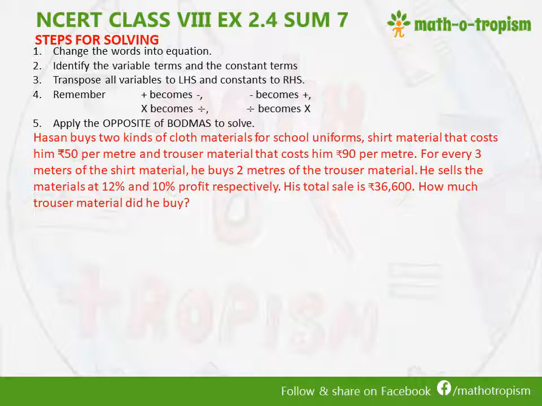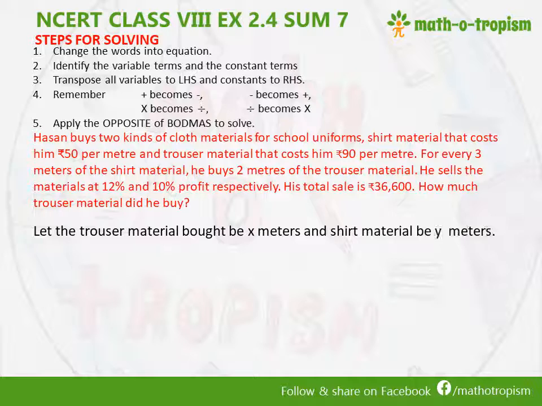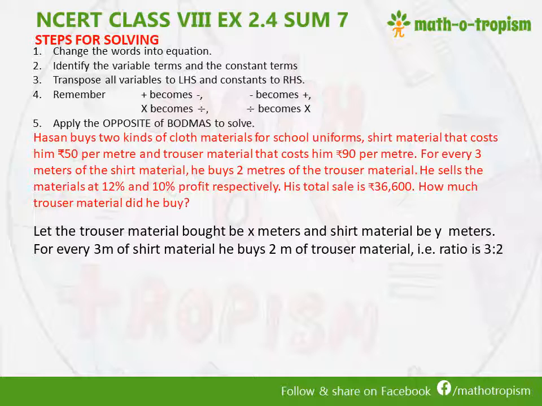Now this part is the one which is going to determine our variables. Since we don't know both the shirt and the trouser material, we are going to write: let trouser material bought be X meters and the shirt material bought be Y meters. We know that for every 3 meters of shirt material, he buys 2 meters of trouser material. So it means we have to consider the ratio of shirt to trouser as 3:2.